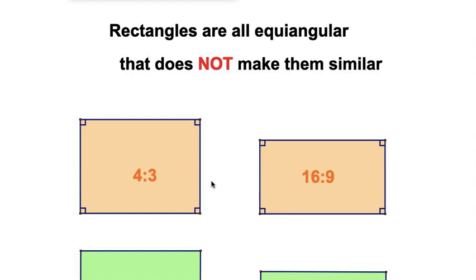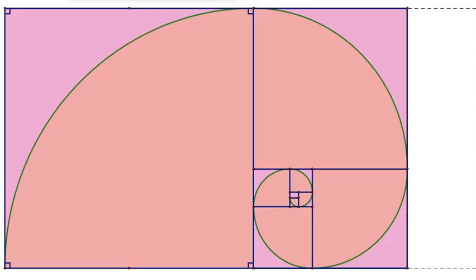And these two are both rectangles, which means they're equiangular, but they are not similar. What do you think of that? So again, corresponding angles congruent? Yes. Similar? No. How about this case, though?